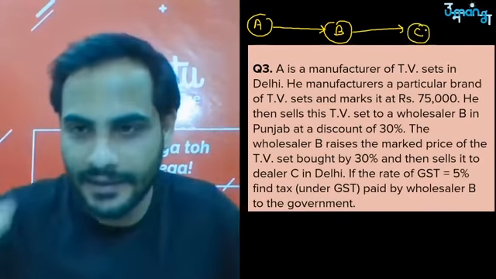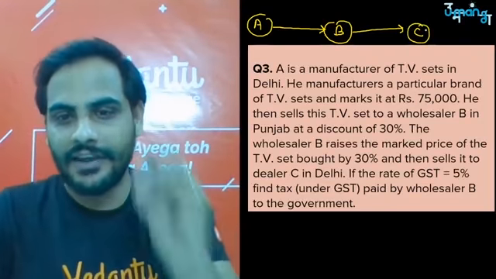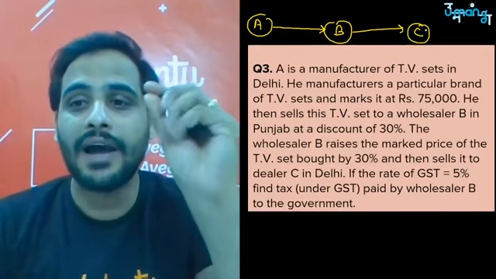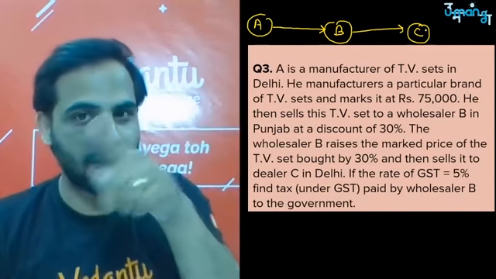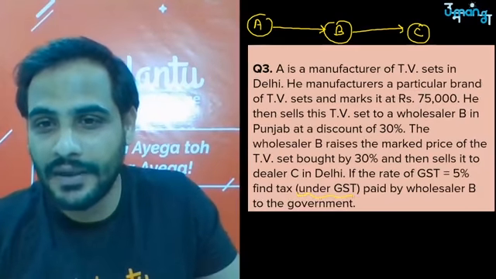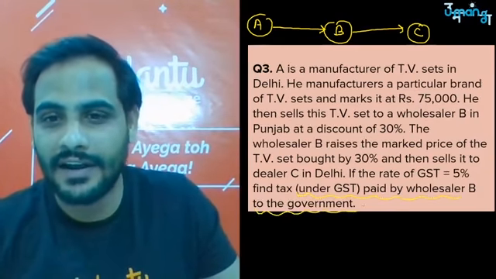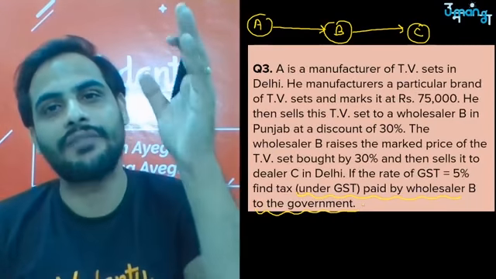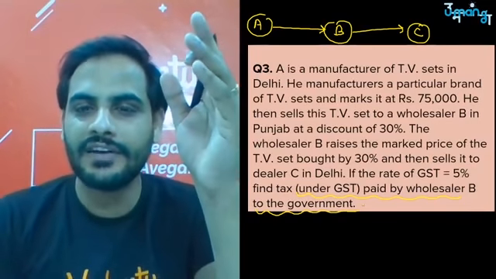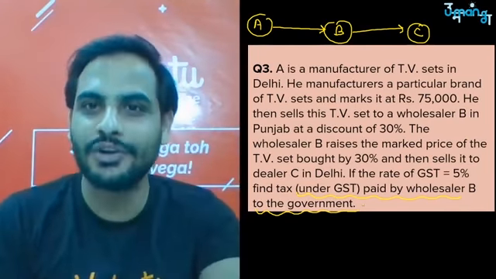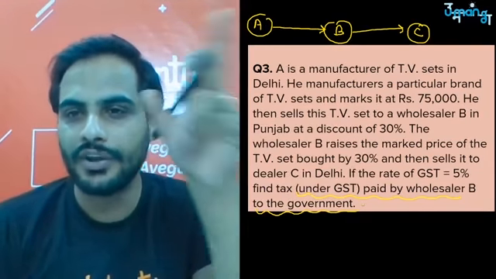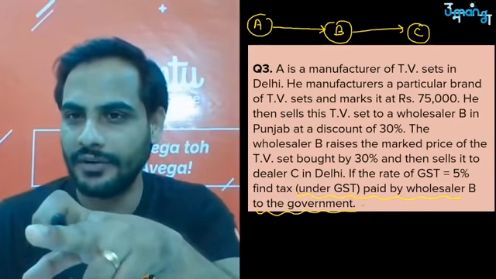If the rate of GST is 5%, find the tax under GST paid by the wholesaler B to the government. So they are asking about the net GST. So we have to calculate output tax minus input tax, correct? First we will see how much B has already paid to A. So we got to know that the mark price is 75,000.